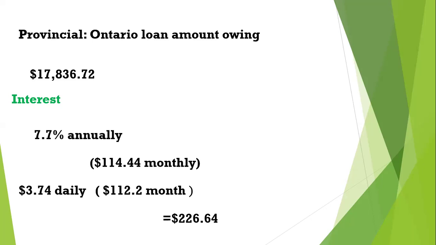So the daily interest is $3.74 daily. So that will sum up to 112.02 cents. So if you calculate, this person who took 58,000 in student loans is now paying 226 in interest monthly. If they don't pay much, that 226 is going to the lender, the person who gave them the student loan.